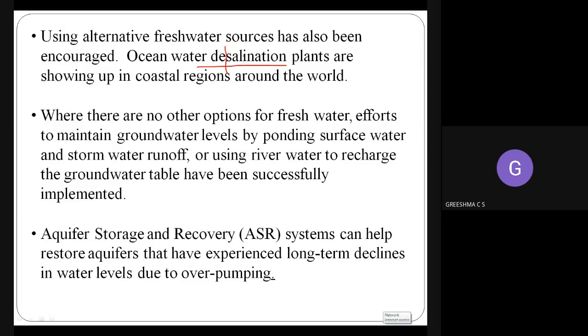So far there are no other options for fresh water. Efforts to maintain groundwater levels by ponding surface water and storm water, or using river water to recharge the groundwater table, have been successfully implemented.